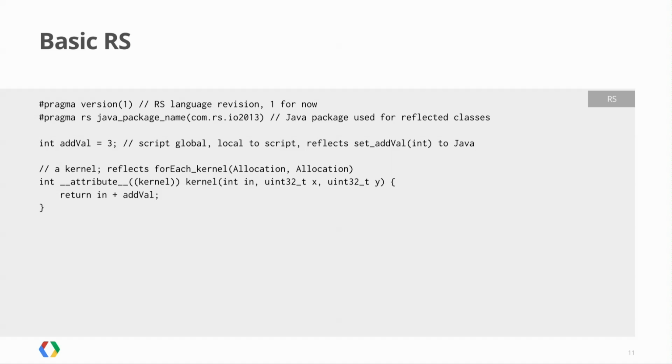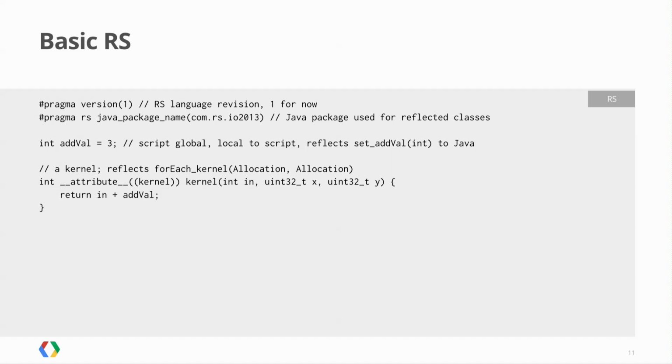After that, we have a kernel. And this kernel looks mostly like a standard C99 function, except it has this decorator, attribute kernel. An attribute kernel is the new kernel syntax we introduced in API 17, and I highly recommend you use that. And essentially what this means is the kernel has an input type and an output type. And here the input type is an int, so we get an int in, and then we also get two uint32_t's, x and y, which are our coordinates within the allocation. And this function returns an int.